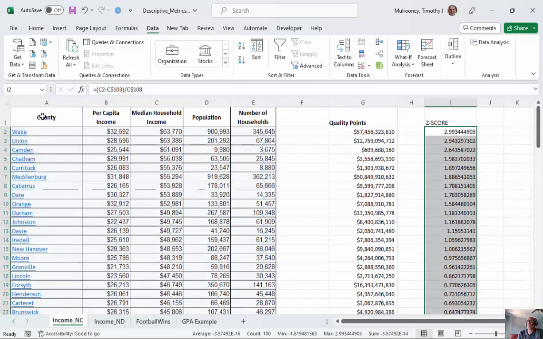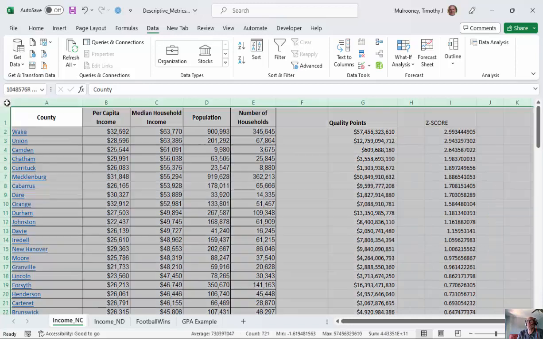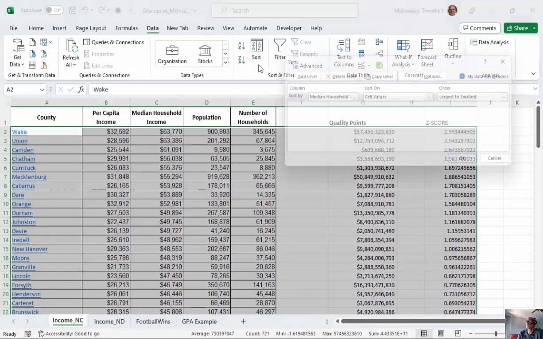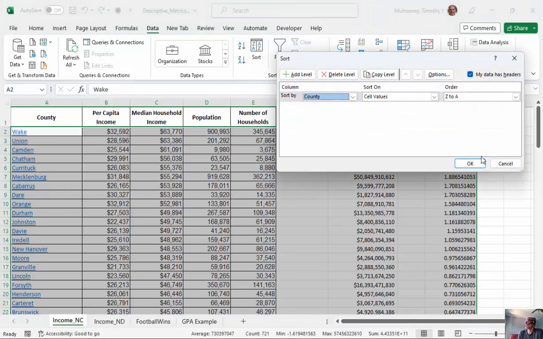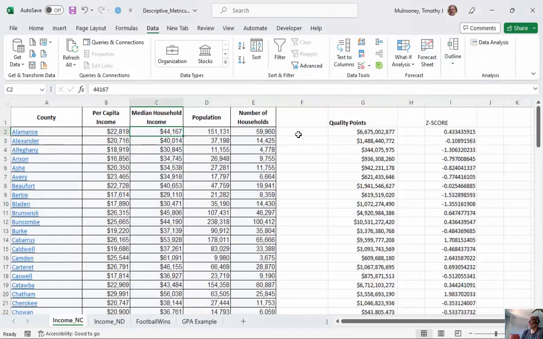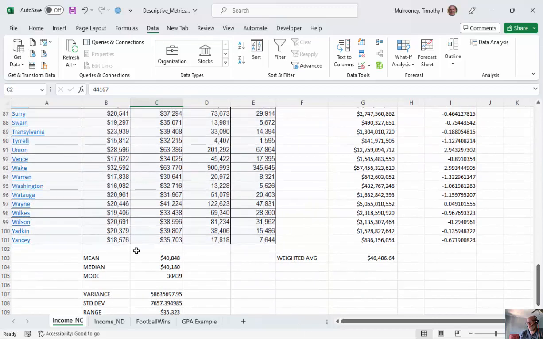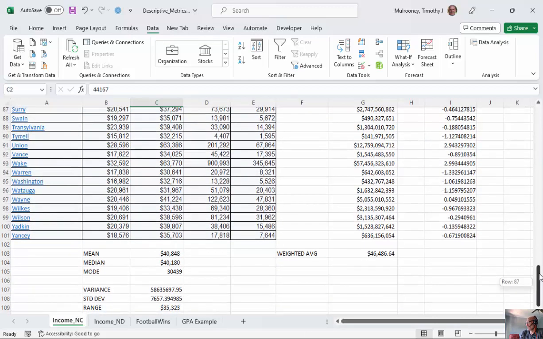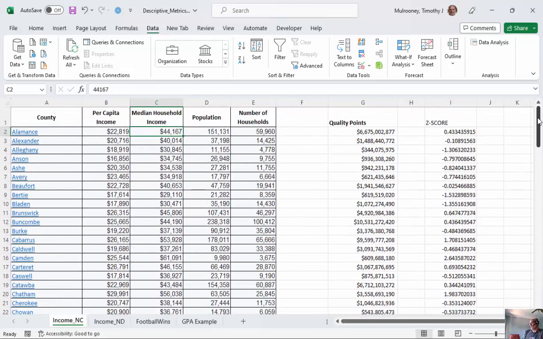And now I can go back if I wanted to sort my data. Data, sort. Well, this time I'm just going to sort by county from A to Z. And now I can see, all right, Alamance County is about 0.43 standard deviations above the mean. Alexander County is negative 0.11 standard deviations below the mean. And so Alexander County, I bet you, is going to be slightly below the mean, 40,848. So we have some really good calculations right here.